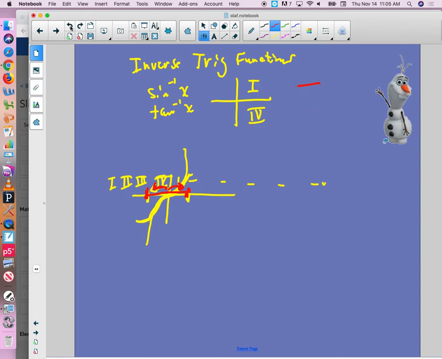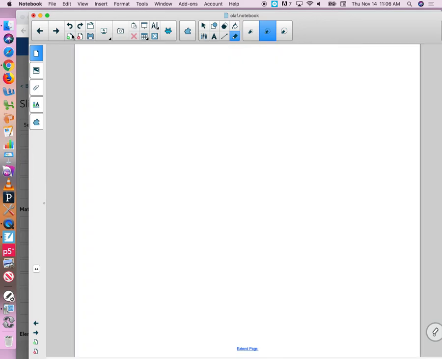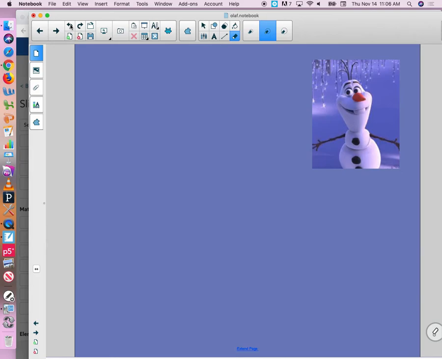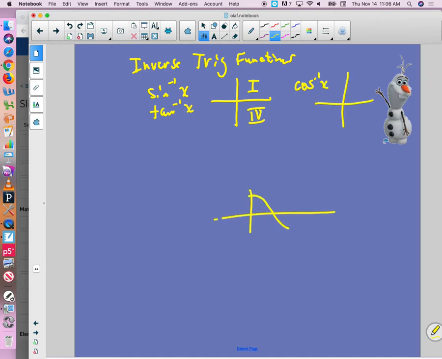All right, now arc cosine does this. Okay. Arc cosine does this. It went from 0 to 180, didn't it? 0 to pi. That's 2 quadrants. 0 to pi. You're only allowed to pick from 1 and 2.